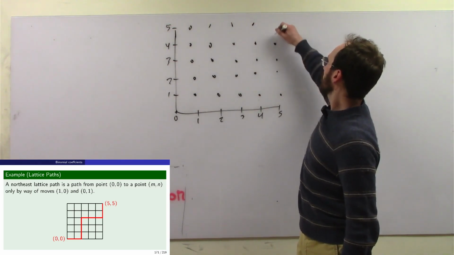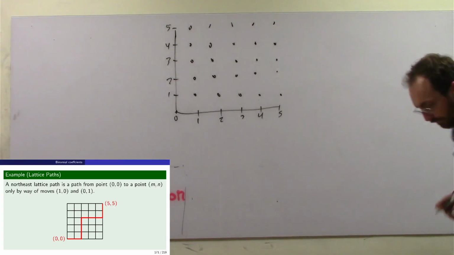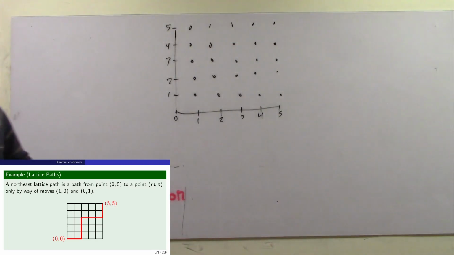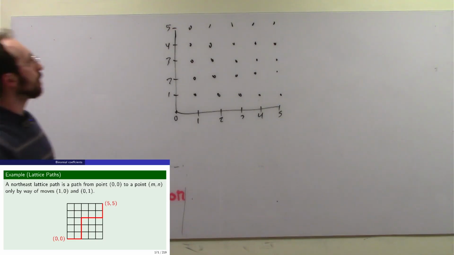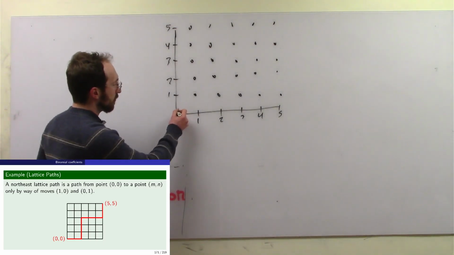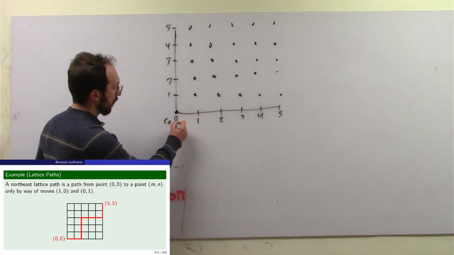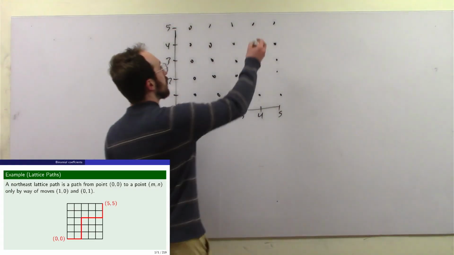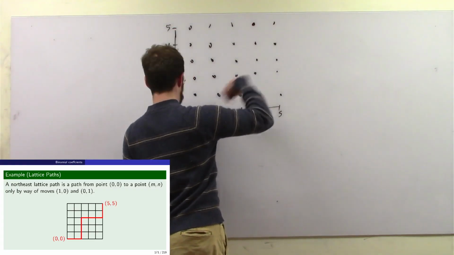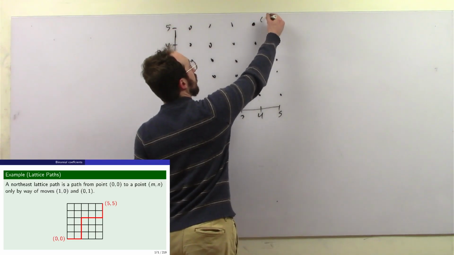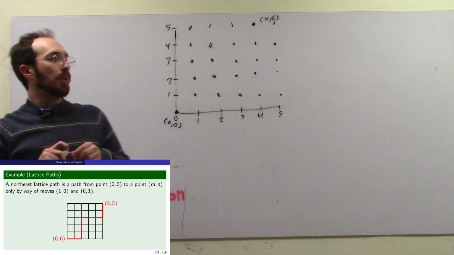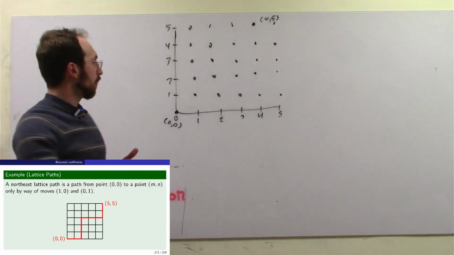Okay, yes. All right, and now what a northeast lattice path is, we're going to go from the point 0,0 all the way up to some value m,n, in this case, why not 4,5? And we can only get there by moves 1,0 or 0,1.